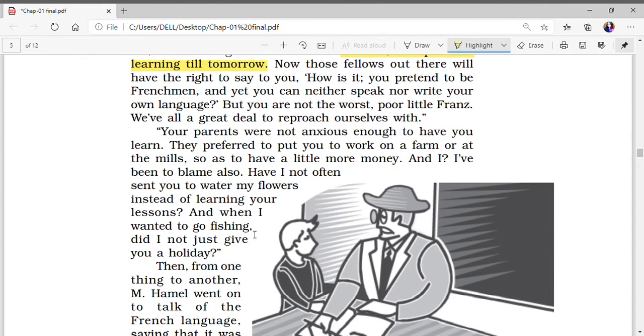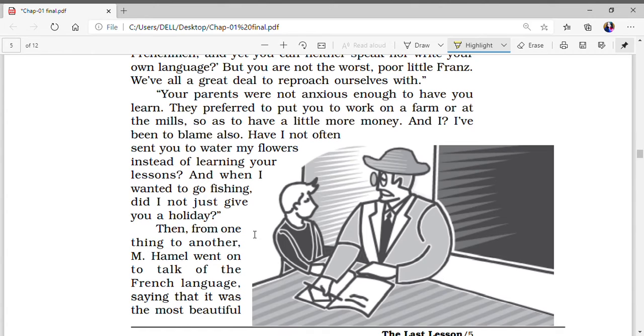"But you are not the worst, poor little friends. We have all a great deal to reproach ourselves with." So he is at the same time trying to console the children that you are not alone, child. We all have made mistakes on our part by taking it carelessly, and we are all to be blamed together with you. "Your parents were not anxious enough to have you learn." So your parents are also to be blamed.